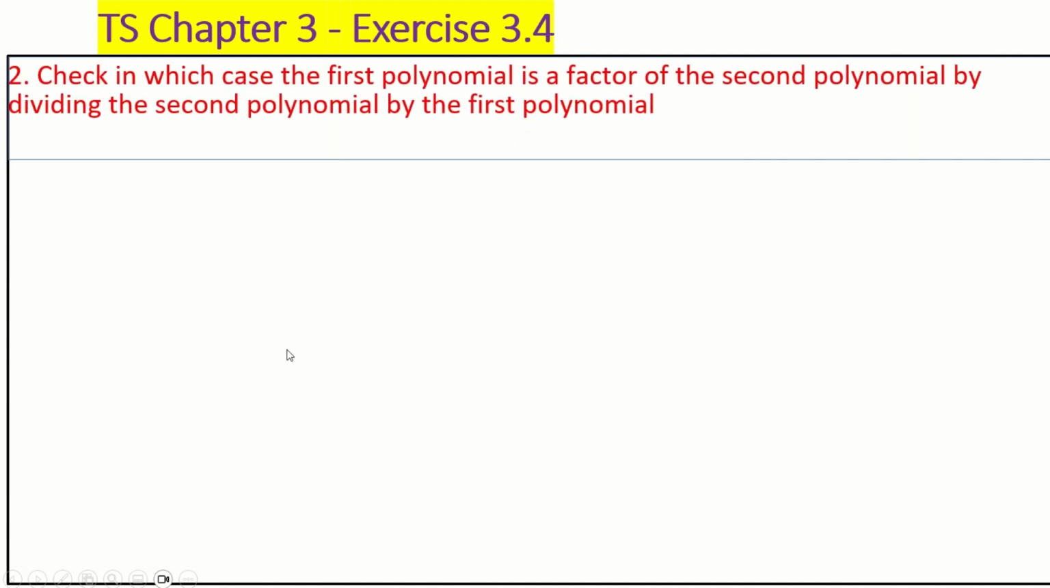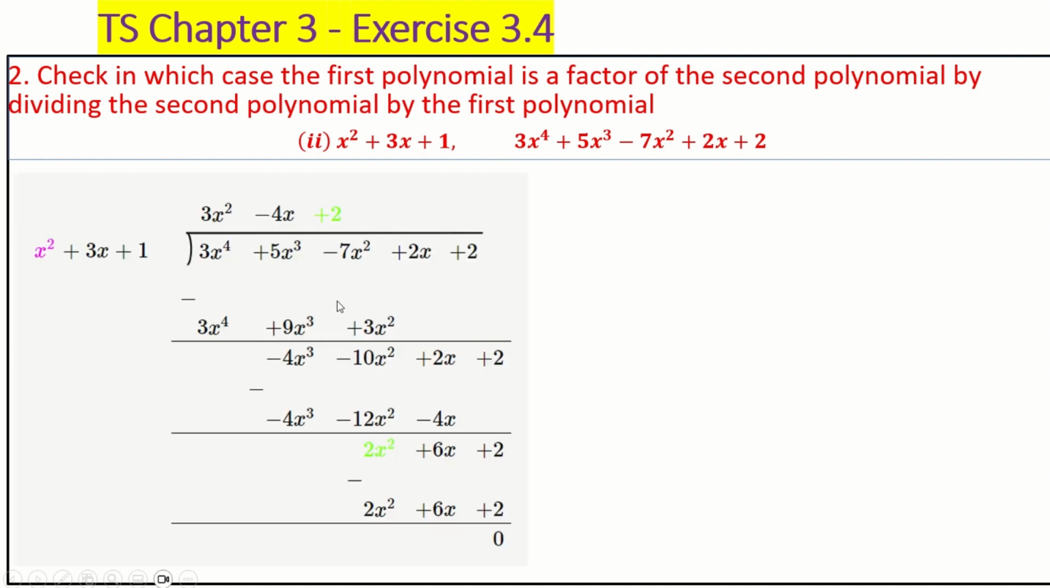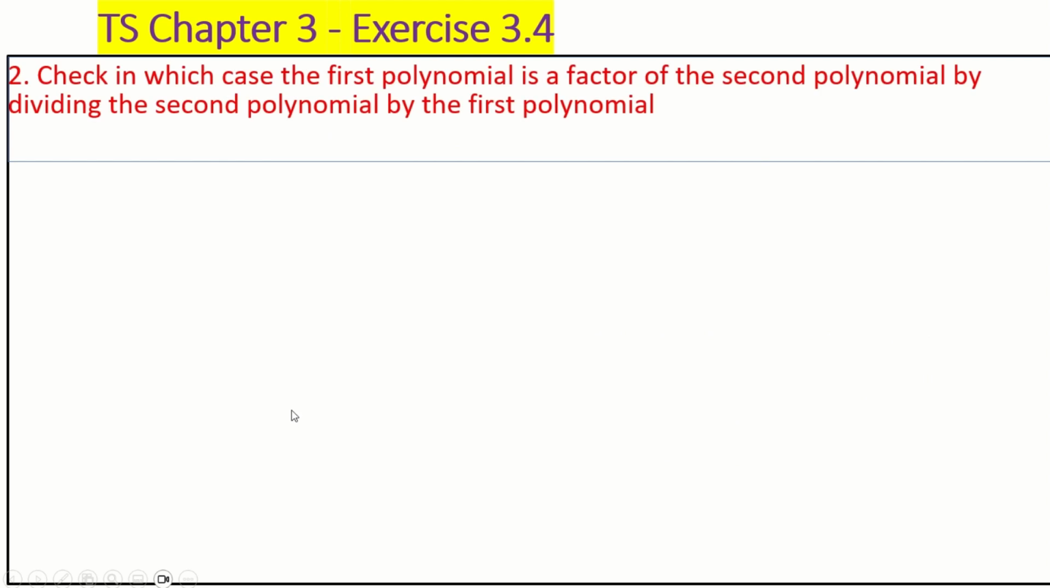Okay. So second question, second problem. We have to check if x square plus 3x plus 1 is a factor of this polynomial p of x. Okay. So do long division again. We got remainder 0. Okay. You continue this step by step and then you will get remainder 0. So it's a factor, right? It's a 0. So x square plus 3x plus 1 is a factor of the given polynomial. Okay.